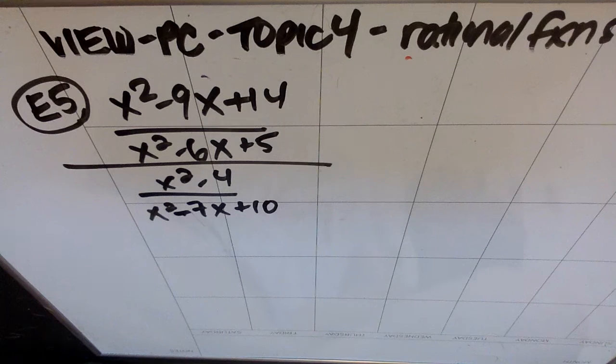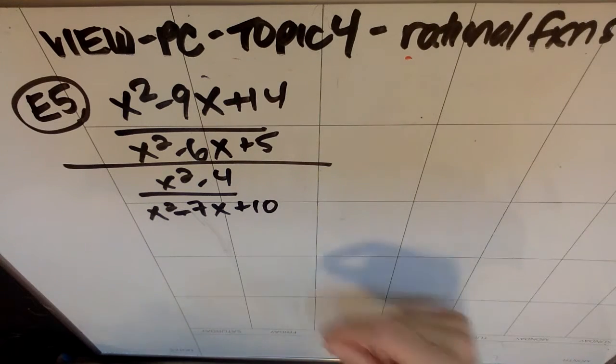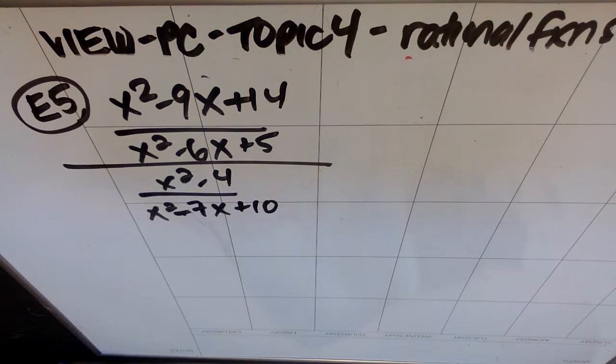This is View Pre-Calculus. We're doing topic 4, which is rational functions, and this is video number 3 in the series. So for example 5, we have this big old quotient, right? We have a rational function, x squared minus 9x plus 14 divided by x squared minus 6x plus 5, all divided by another rational function, x squared minus 4 over x squared minus 7x plus 10.